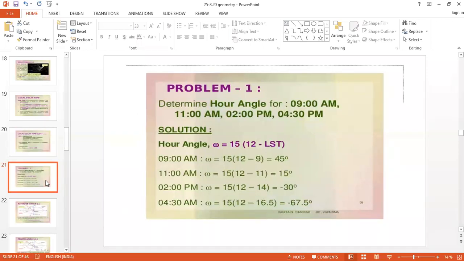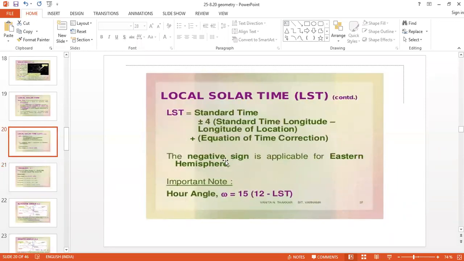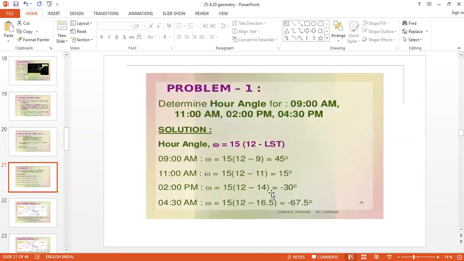That means here, the negative sign is applicable for the eastern hemisphere, so here this is eastern hemisphere. And 4:30 p.m.: 4 means 16, and 4:30 means 16.5. So omega equals 15 into (12 minus 16.5) equals minus 67.5 degrees.